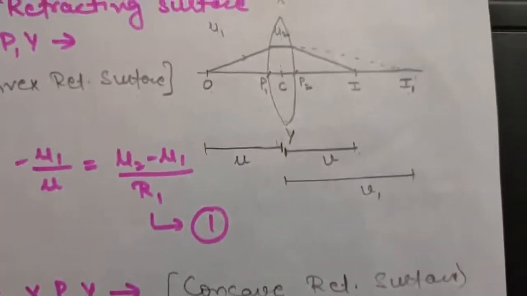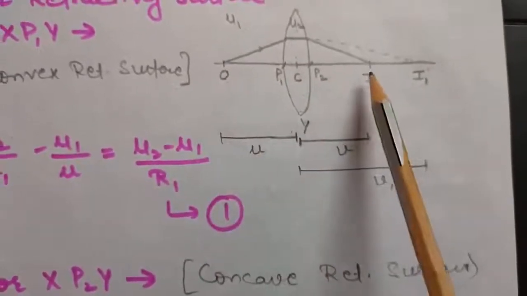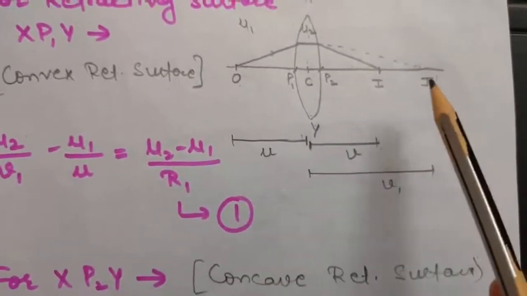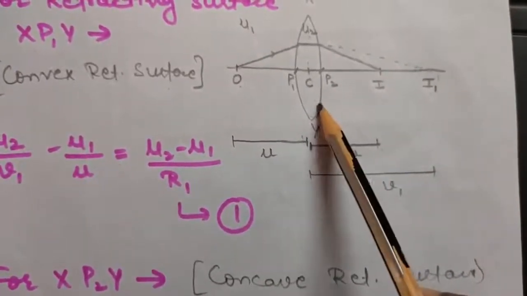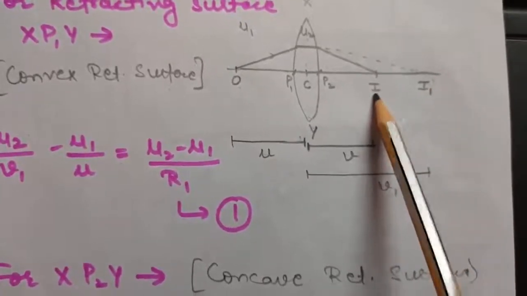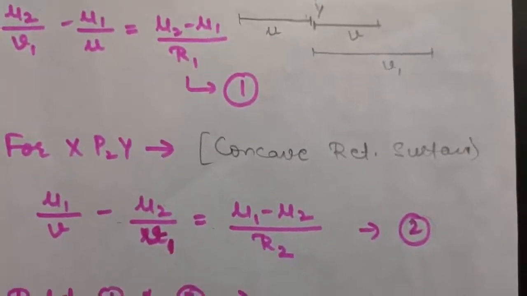I am explaining it once again. For the first surface, this is the object and this is the image. Now for this surface, this image will be acting as object and then this will be the final image for this surface. So now we have written equation 1 and equation 2.